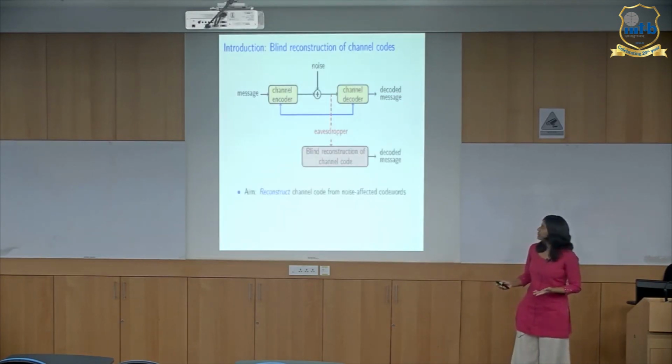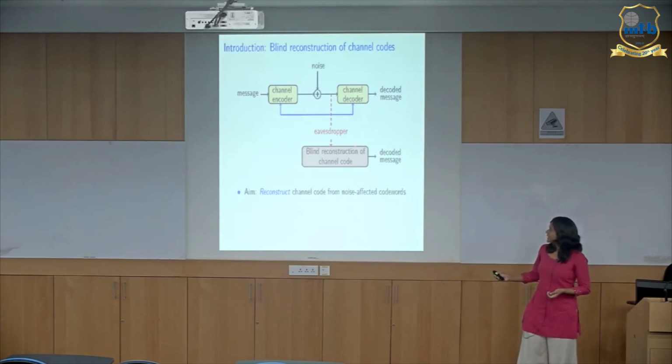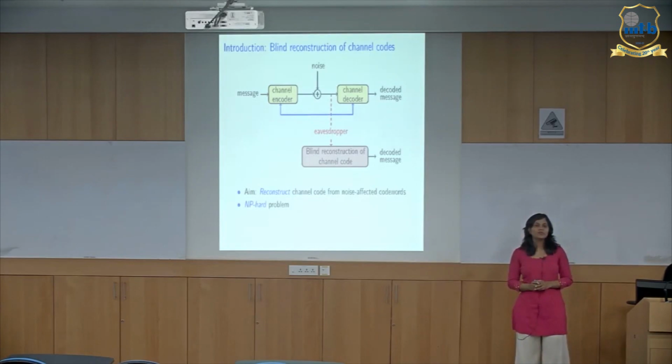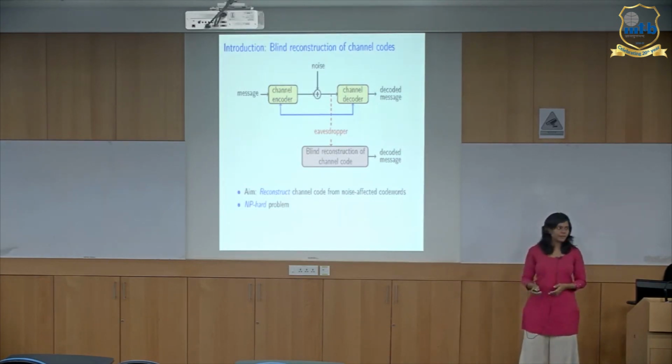Hence, the aim is to reconstruct the channel code, or identify the code that is used at the transmitter, given access to the noise-affected codewords. Hence, the name of this problem is blind reconstruction of channel codes. Now, this problem is known to be NP-hard. Imagine that you don't know anything about the channel code used at the transmitter, and you are trying to guess which channel code might be used, and it can potentially be any code. So this problem is proved to be NP-hard.